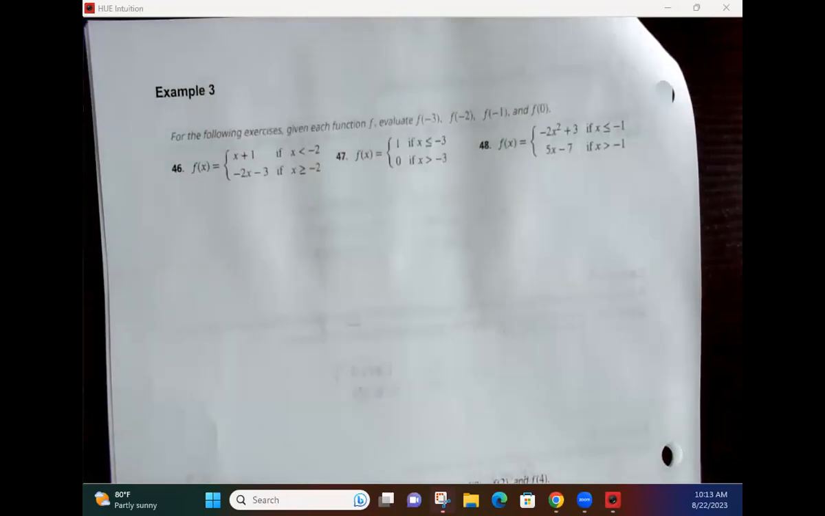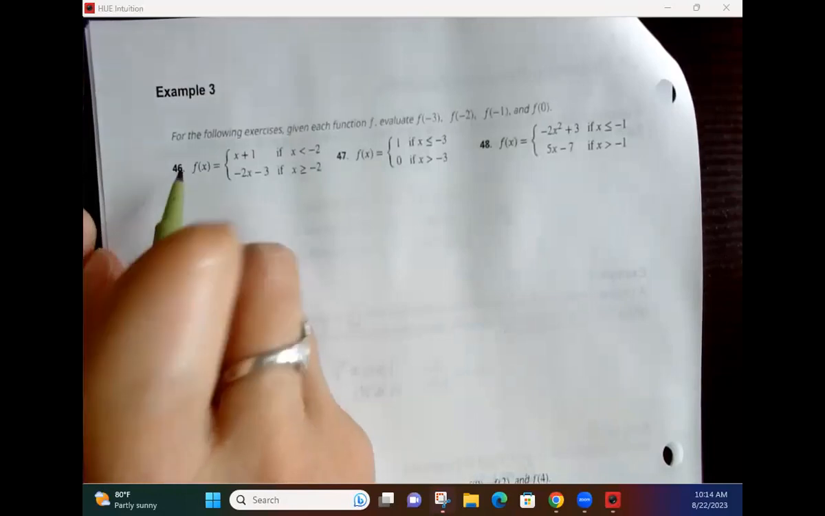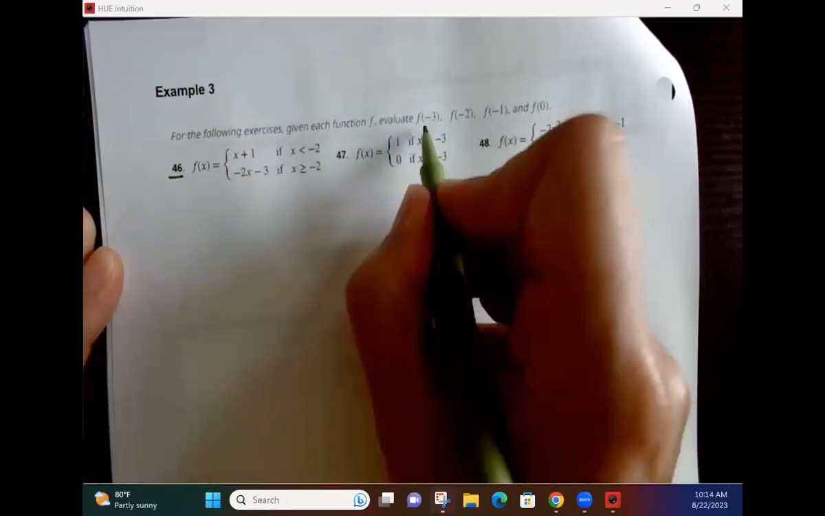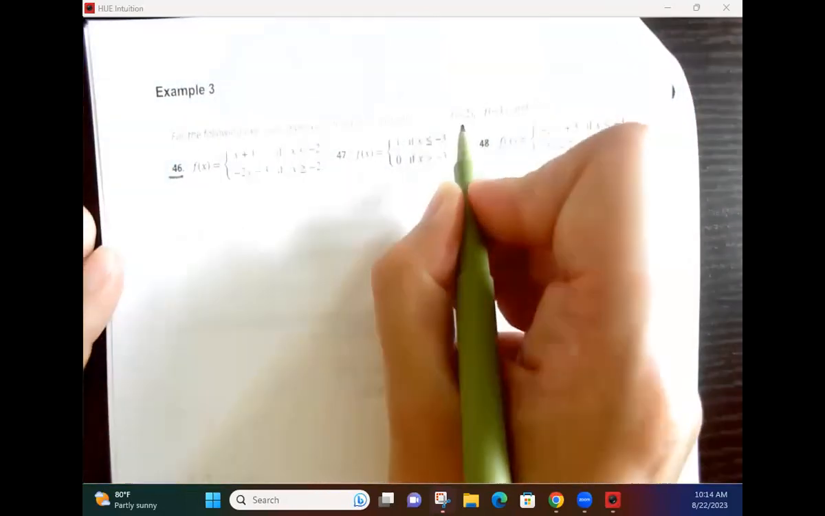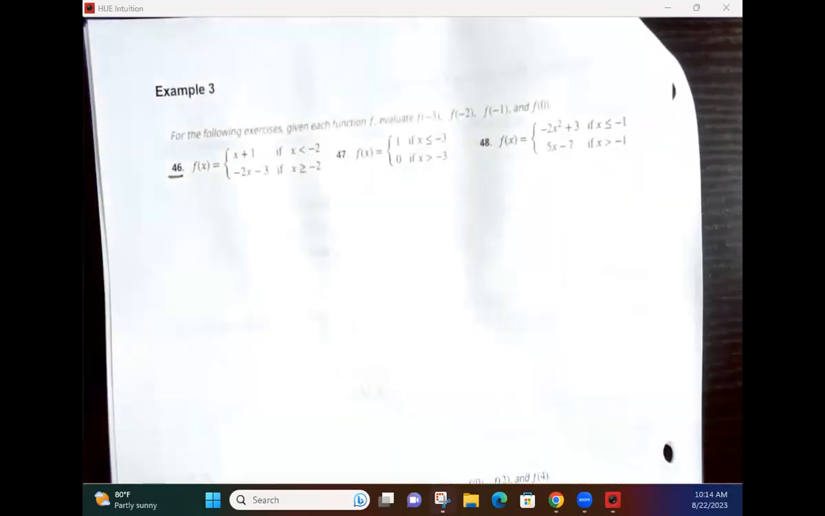When you don't have a piecewise function, whatever that x value is, you just plop in for x, right? Because that's your only choice. But when we have a piecewise function and we're evaluating, I need to pay attention to those different domains that are described for each piece. And I need to make sure I'm plugging in my x, evaluating for my x over the appropriate piece of my function. So I'm going to evaluate, we'll start with 46. I'm going to evaluate f of -3, f of -2, f of -1, and f of 0.